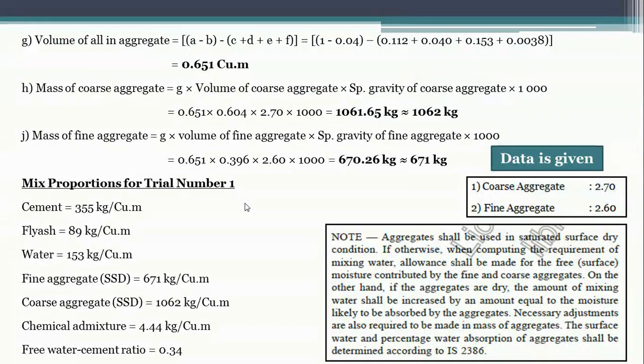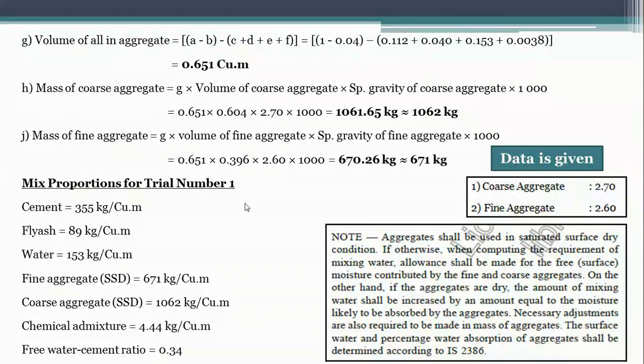So let us list out all the masses in the mix proportion for trial number 1. Cement is 355, fly ash is 89, water is 153, fine aggregate in SSD condition is 671, coarse aggregate in SSD condition is 1062, chemical admixture is 1% of the total cementitious content, 444 into 0.01, you will get 4.44 kg per m3, and the free water cement ratio is 0.34, it is not 0.38. Okay, it is 0.34. After increasing the total cementitious content, the water cement ratio has changed from 0.38 to 0.34. So this is the mix proportion for trial number 1.